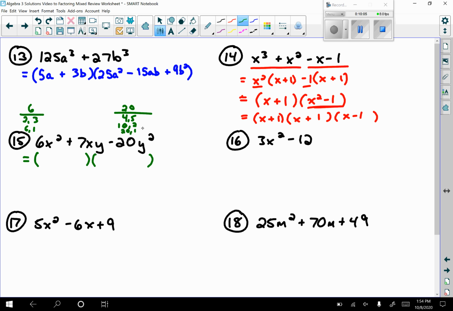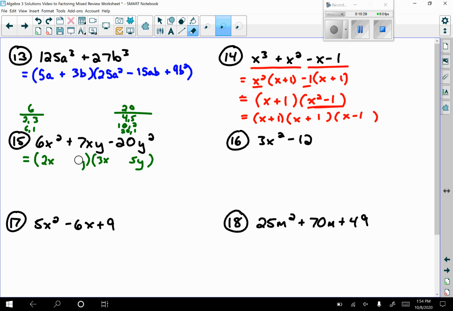So I'm just going to start with the first set of numbers here. I'm going to try 6x squared is 2x and 3x. Then I want to try a 4y and a 5y. And let's just check. On the outside, if I multiply 2x times 5y, that's 10xy. On the inside, if I multiply 4y by 3x, that's 12xy. No combination of adding or subtracting will get me to a 7, so that's no good.